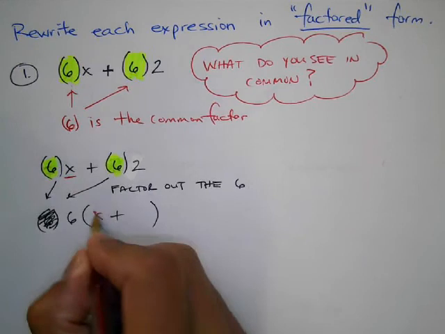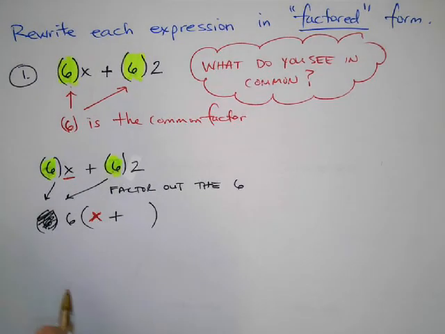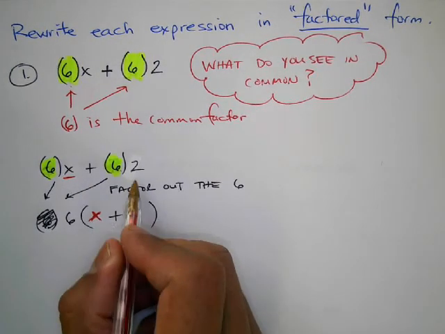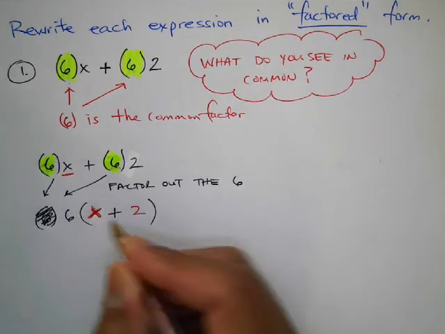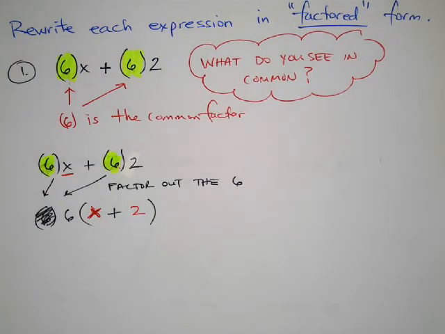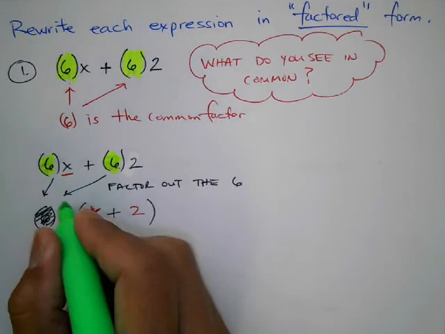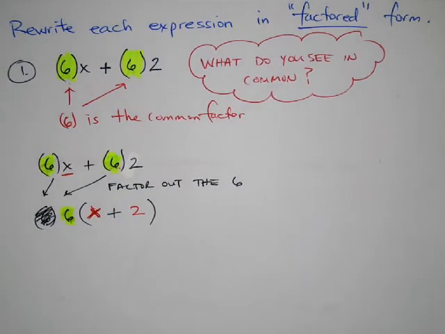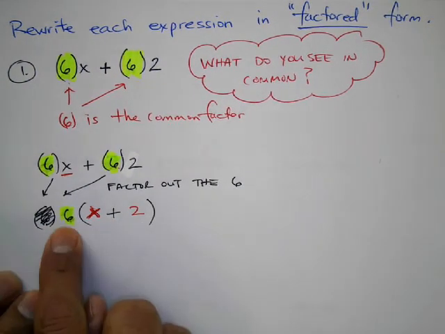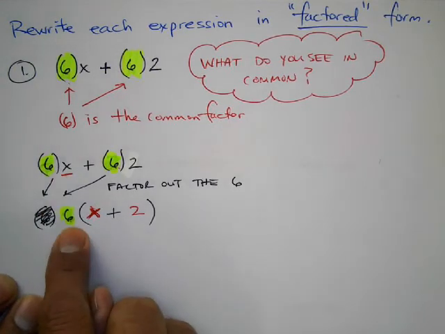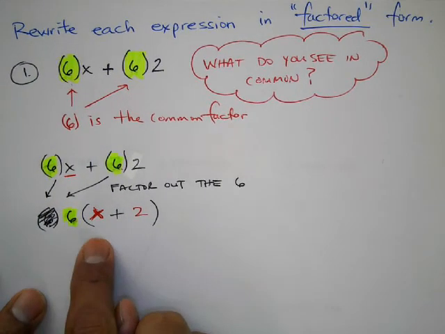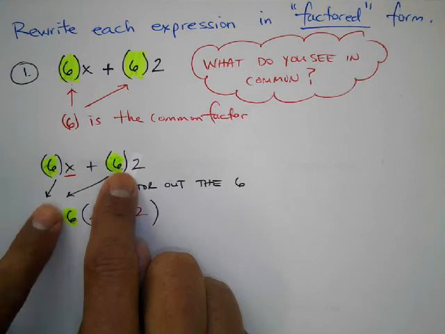what's the only thing left here? The x, right? And once I take this out of here, what's the other part left here? 2. So the 6, we factored it out. We wrote it in the front. And then, since this 6 belongs to both, it's almost the reverse of the distributive property, right?